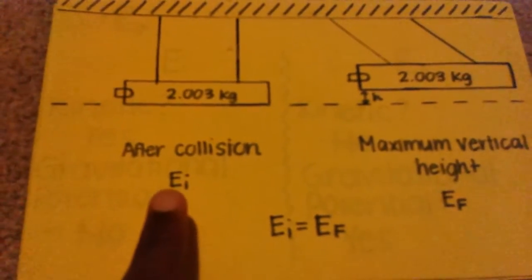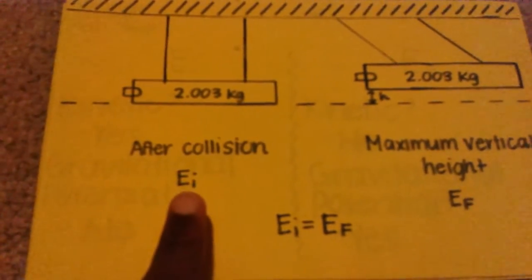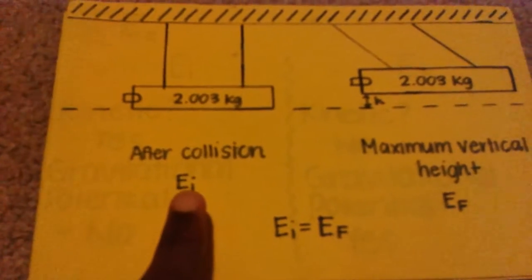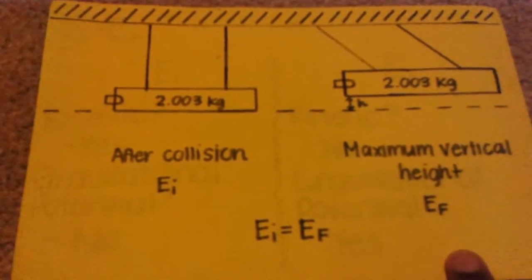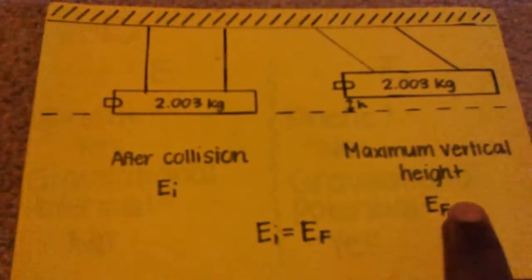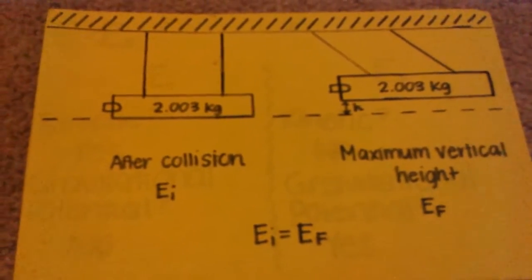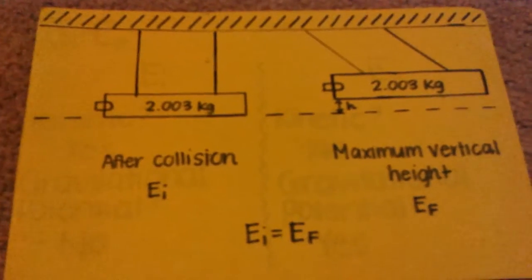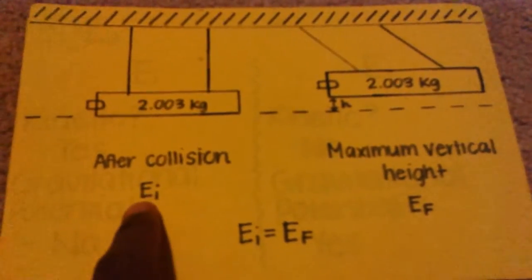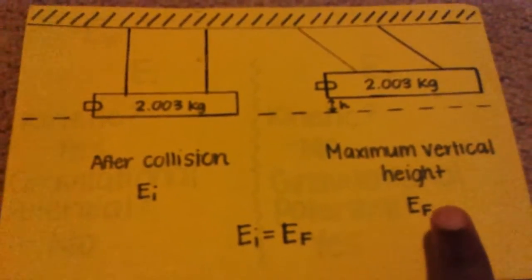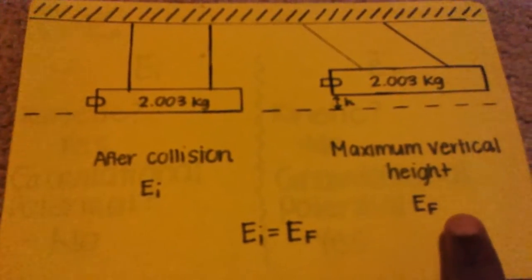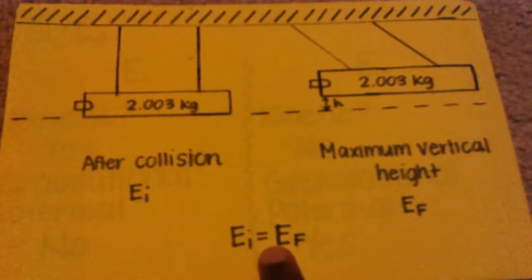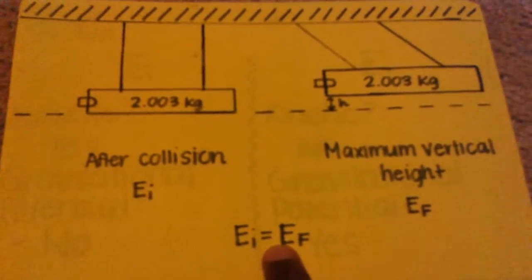Right after the collision, we can set the total amount of energy equal to EI. And once it reaches its maximum vertical height, it has an energy of EF. Due to the conservation of energy, we can say that the energy after the collision and the energy when the block-bullet combination reaches its maximum vertical height are equal to each other, as seen here.